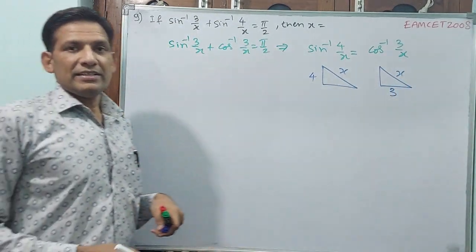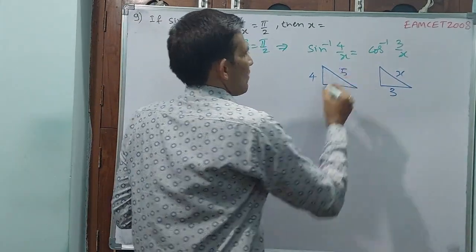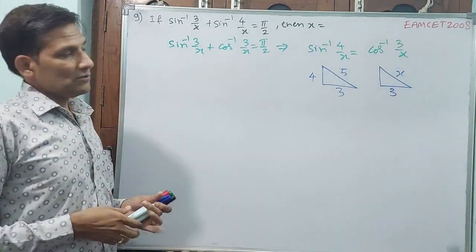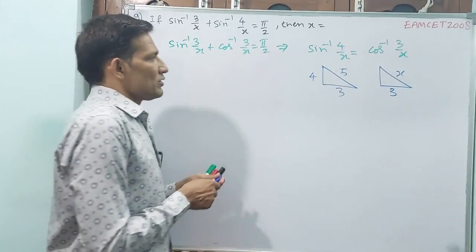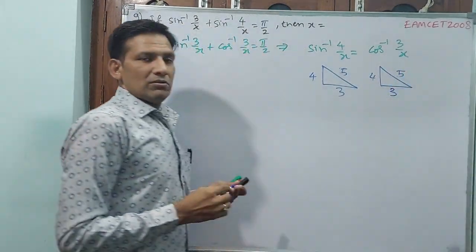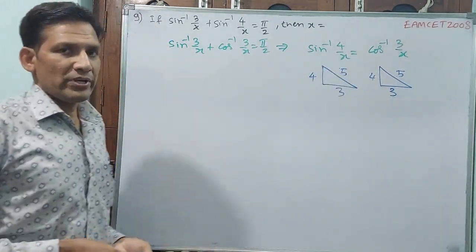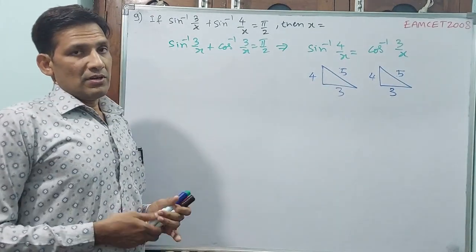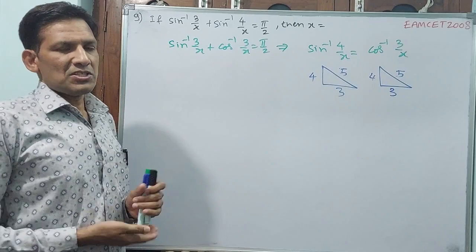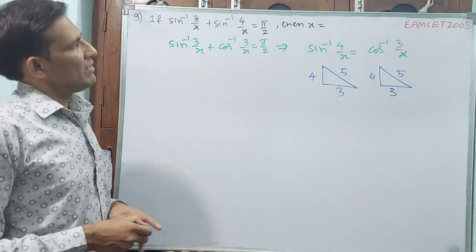What we are going to understand here? 5, that's all. X they are asking. X is 5. Then only this is possible. 3, 4, 5. 3 square plus 4 square under root is equal to 5. Directly you can write if you know this right angle triangle formula. Or else again you have to go through several steps, that is not required. Directly you apply this method. This is very easy.